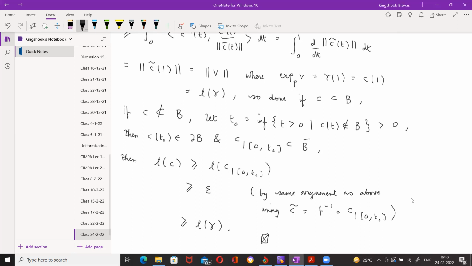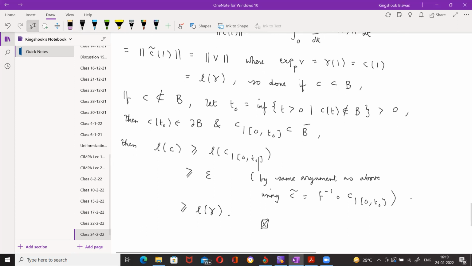Okay, so I made a few simplifying assumptions. I assumed the curve was C1 and that it doesn't pass through the origin except at time t equal to 0. But if it's piecewise C1 in general, you apply the same argument, breaking it up into intervals where it is C1. It's not much more difficult. You apply the fundamental theorem of calculus in each of these intervals, like we did here.